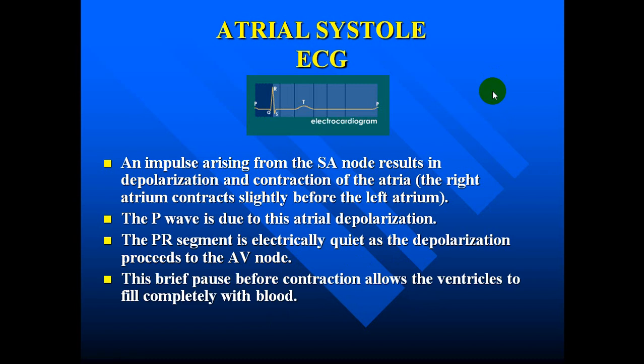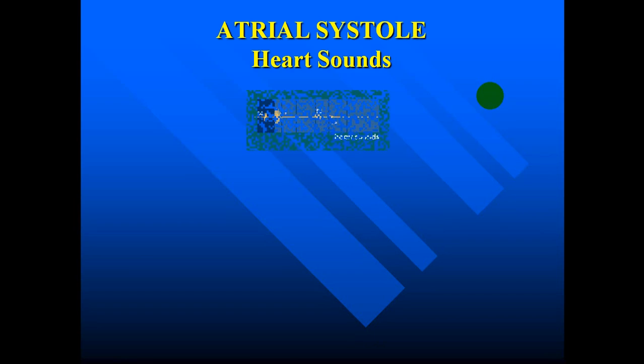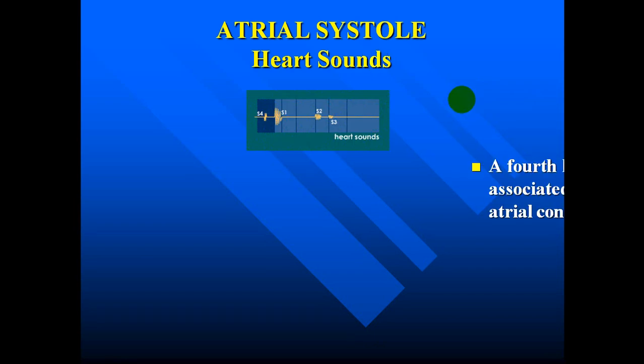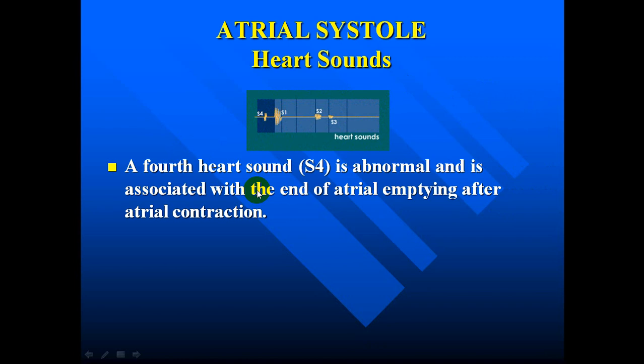This brief pause, as we called it previously in the action potential, the compensatory pause before contraction, allows the ventricle to be completely filled with blood. What heart sound do we hear in atrial systole? The fourth heart sound. First heart sound, as we learned, is due to closure of the atrioventricular valve at the beginning of systole. While in diastole, closure of the semilunar valve gives the second heart sound, which has two components, pulmonary and aortic, with aortic before pulmonary.